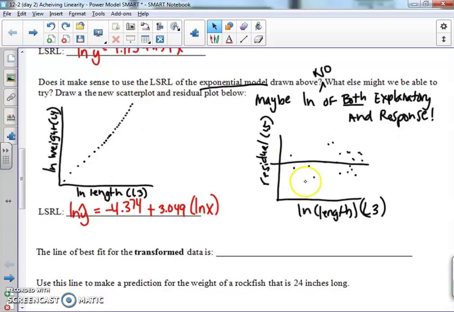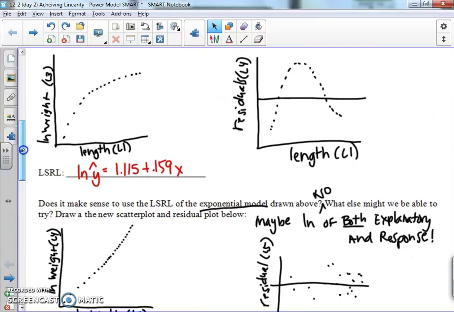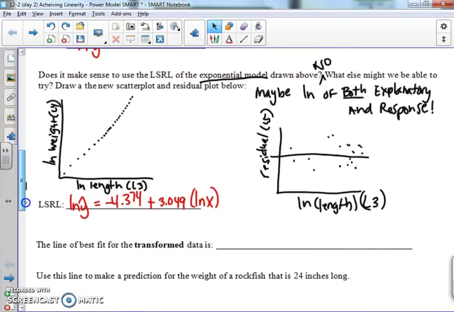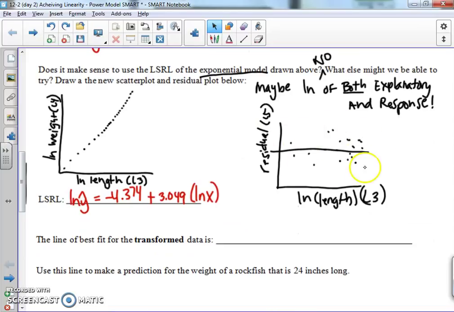You want a residual plot with random scatter. You don't want there to be any kind of pattern like this one up here. So this residual plot here shows me that nice, even, random scatter, which tells me that this is definitely linear, okay? So ultimately, this is the least squares regression line we want to use. And because we took the natural log of both, we put the natural log of the y hat as well as the natural log of the x.